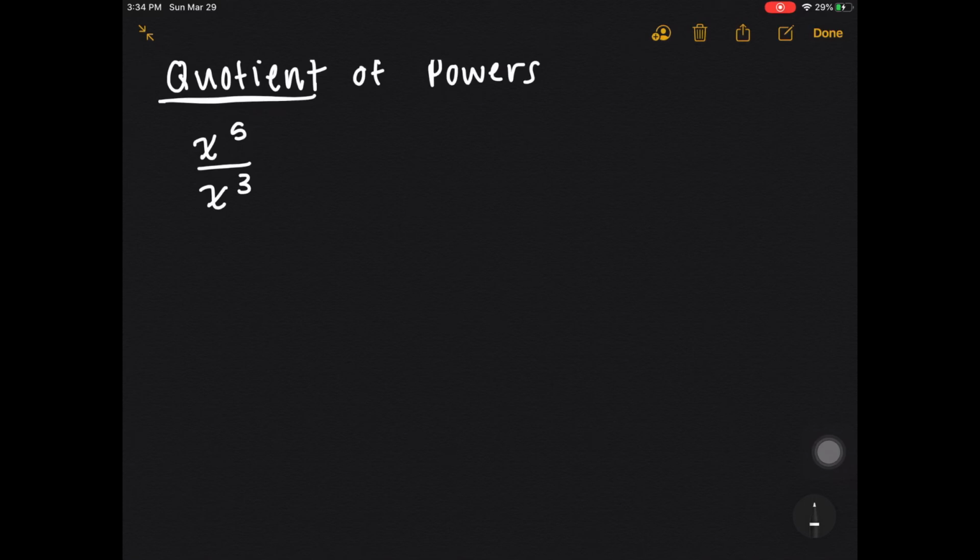Now, you've noticed in the last 3 videos, the first thing that we've done every single time is we've expanded these exponents. This one is no different. We are going to expand both the top and the bottom. So let's take a look. We've got x to the 5th. We know that that is x times x times x times x times x. On the bottom, we have x to the 3rd.